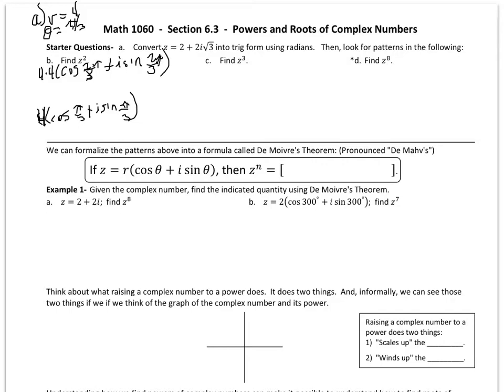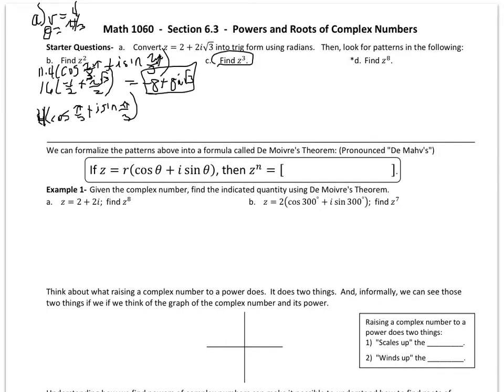Okay. Now, if we want to put that in standard form, what's the cosine of 2 pi thirds? Or in other words, the cosine of 120, right? Negative 1/2? Okay. So we get 16 times negative 1/2. And what's the sine of 2 pi thirds? Okay, so then standard form of that is negative 8 plus 8i root 3. That's z squared.